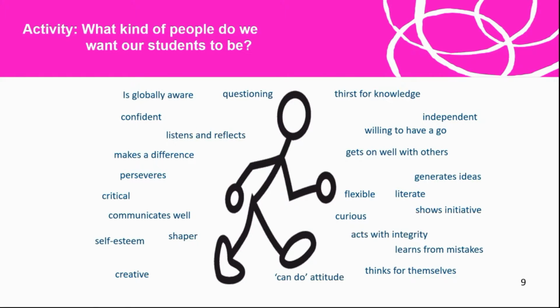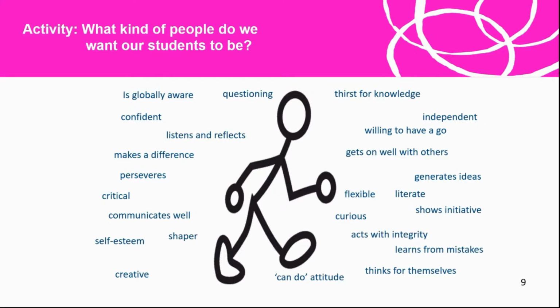Okay, so let's take a look at what we have on your screen right now. Several qualities, several attributes that we want them to have. So let's start with the left-hand side of the screen. We want students who are globally aware, who ask questions, who are confident, who listen and reflect, who make a difference. Students who persevere, who are critical, who communicate well, critical thinkers. They have good self-esteem, they are creative.